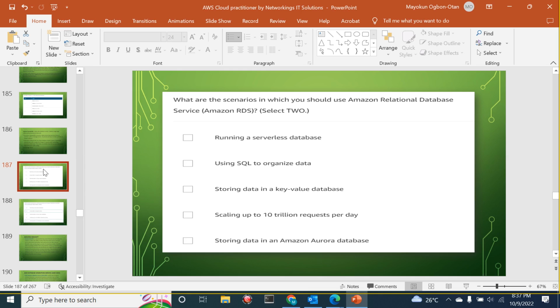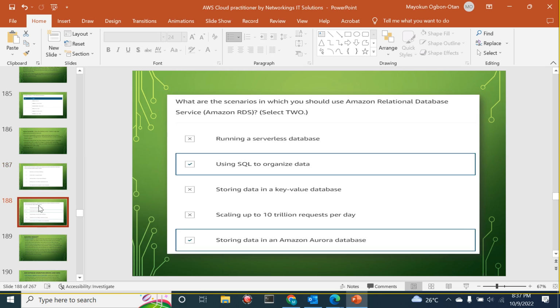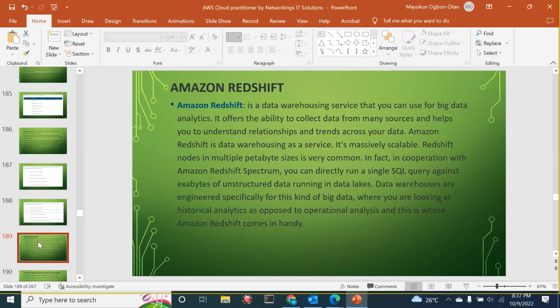So scaling up to 10 trillion requests per day. Remember that what scales automatically is DynamoDB. Auto scaling. Okay, so the answer should be using SQL to organize data and what? Storing data in an Amazon Relational Database. Okay, so we move on to the next one.